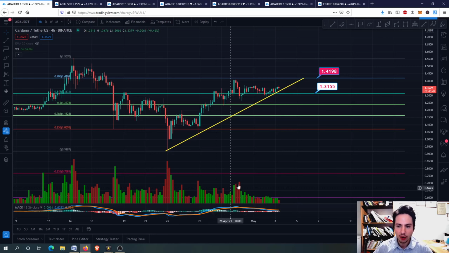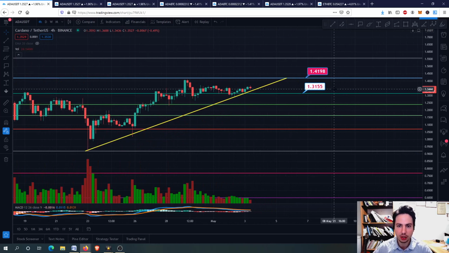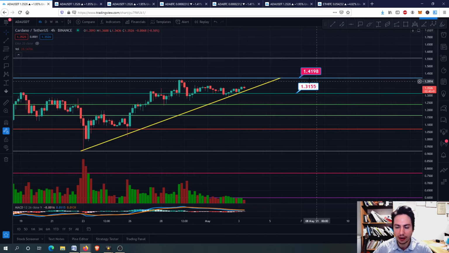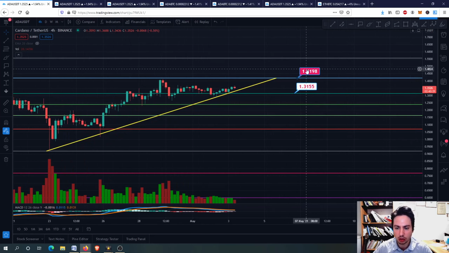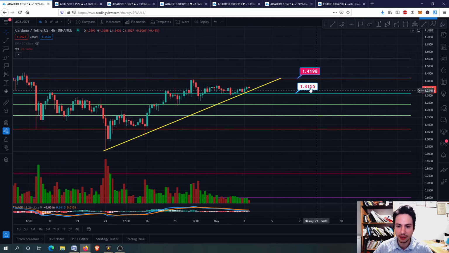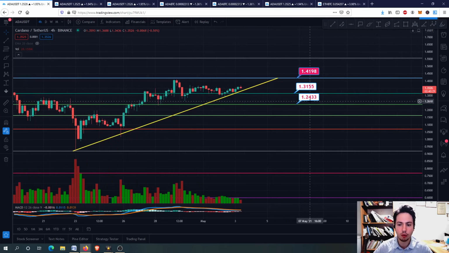Right now what we have here is 1.31 USDT, on the Tether US 4-hour frame. 1.31, 1.32 and 1.41. This is our Fibonacci retracement support level, 0.618 golden ratio, and we want to maintain it. For example, if we go down to 1.24333, then we might as well go further down.